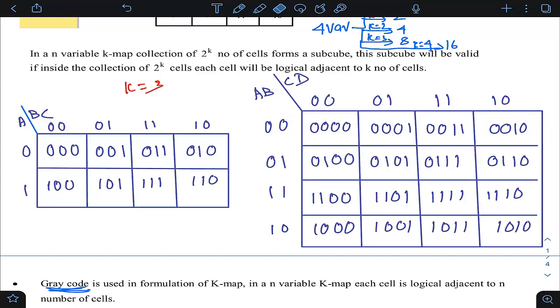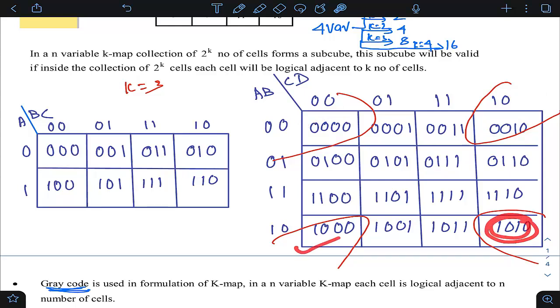That's why, students, in a 4 variable map, I believe many of you might have seen we can do a grouping like this, the 4 corner terms. This again has k value 2, because a collection of 4 means k value is 2. This is logically adjacent to this and this, so it is satisfying. Checking the others, each is logically adjacent to 2 cells, satisfying. So the collection of these is also a valid subcube. A grouping can be done by considering the diagonal elements in a 4 variable map.